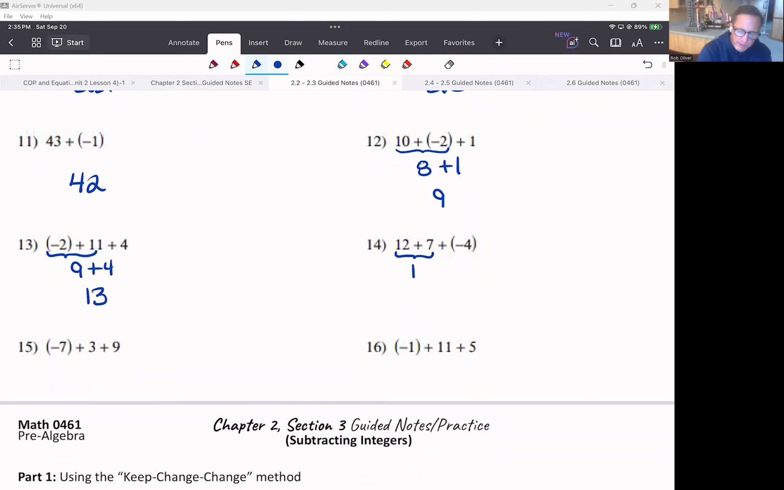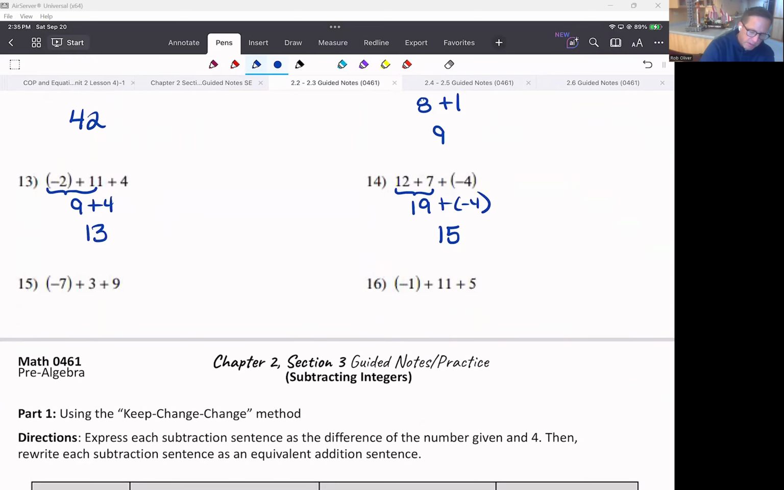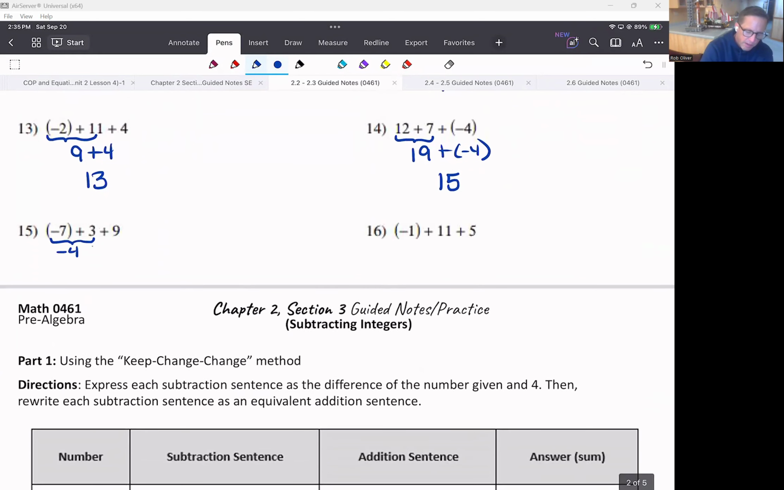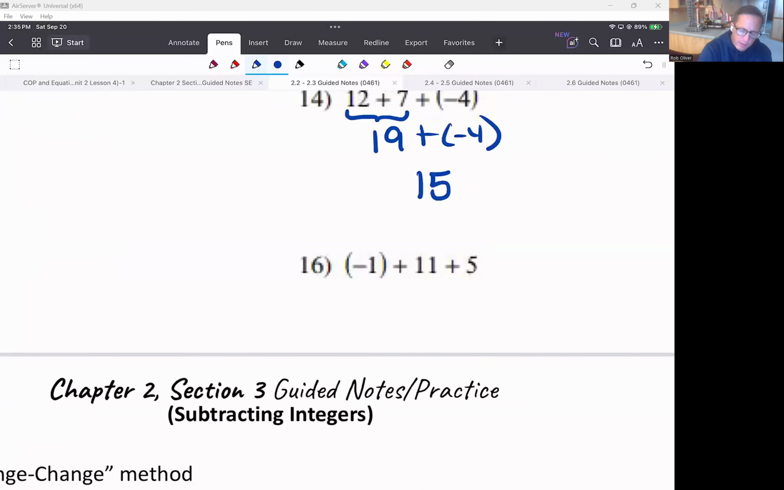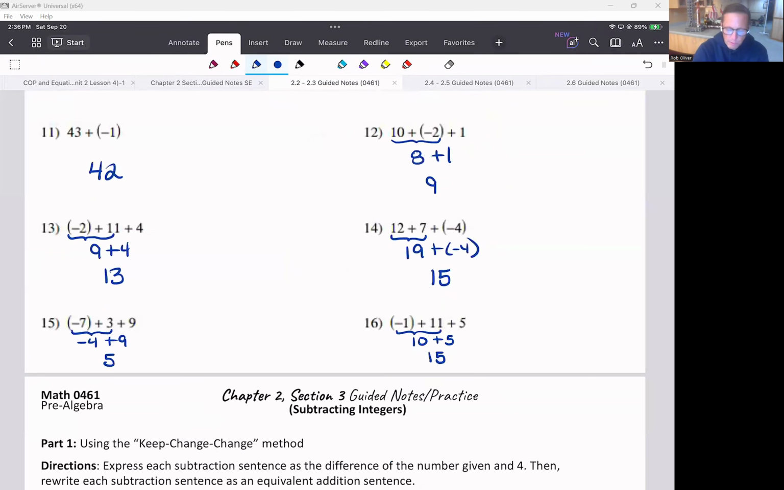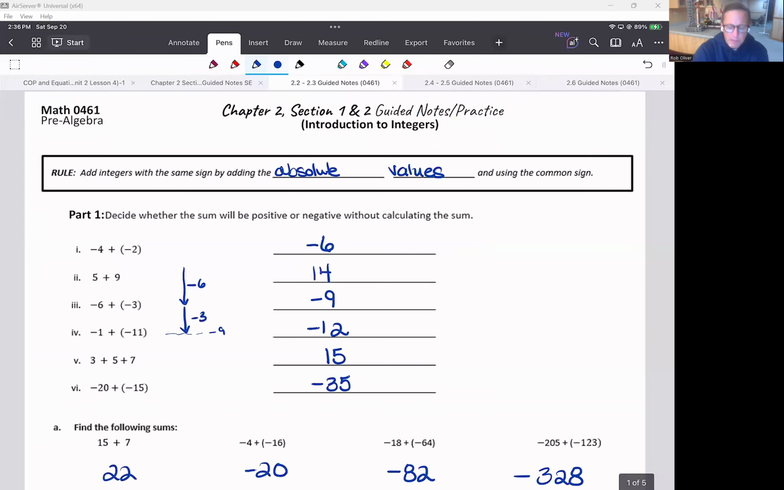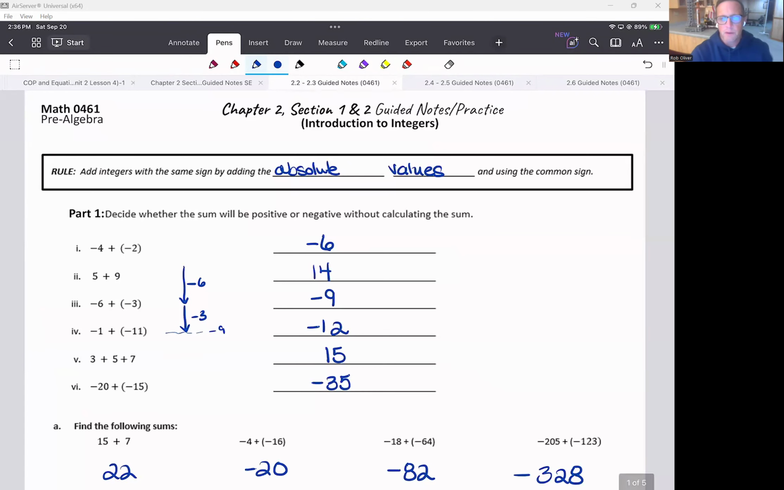Right here, that's 19. 19 plus negative 4, I'm going to do the difference there. That's 15. The positives win on that one. Negative 7 plus 3 is negative 4. Negative 4 plus 9 is 5. And then right here, you've got negative 1 plus 11. That makes 10. 10 plus 5 is 15. Okay, so I know that seemed kind of quick, but that was basically sections 1 and 2. All right, so the next section I'll cover is section 3 in chapter 2.